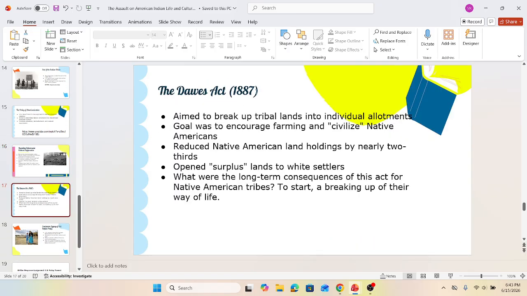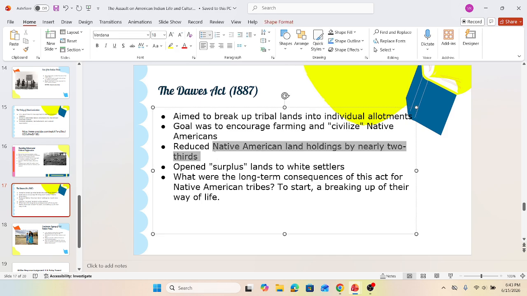The Dawes Act in 1887 continued this policy toward Native Americans with the goal of breaking up tribal lands into individual allotments, right? The goal was to encourage farming and, quote, civilize Native Americans by making them live like other American settlers. It also took away two-thirds of the land that Native Americans had, which had already been reduced, and opened this, quote, surplus land to white settlers, which the U.S. government, for the most part, sold off and made money off of.